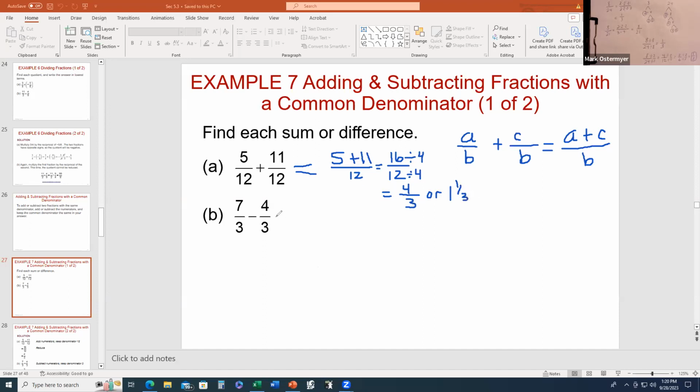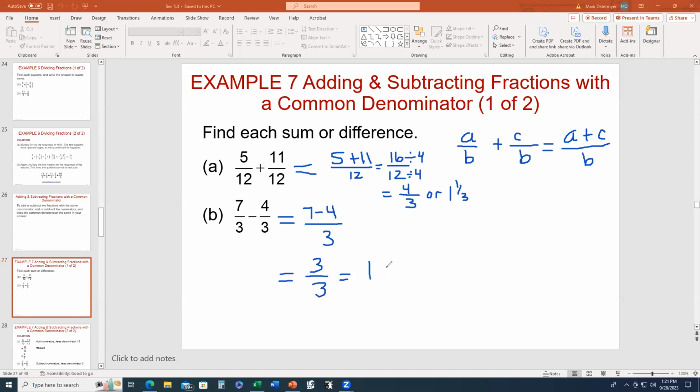How about 7/3 minus 4/3? Got a common denominator, so I just subtract my numerators. Don't subtract your denominators. So it's going to be 3/3, and 3/3 reduces down to what? 1. 1 whole. That's just another of an infinite number of ways of representing 1, 3/3. Okay, any questions about those problems? Those were easy ones because you already had a common denominator.